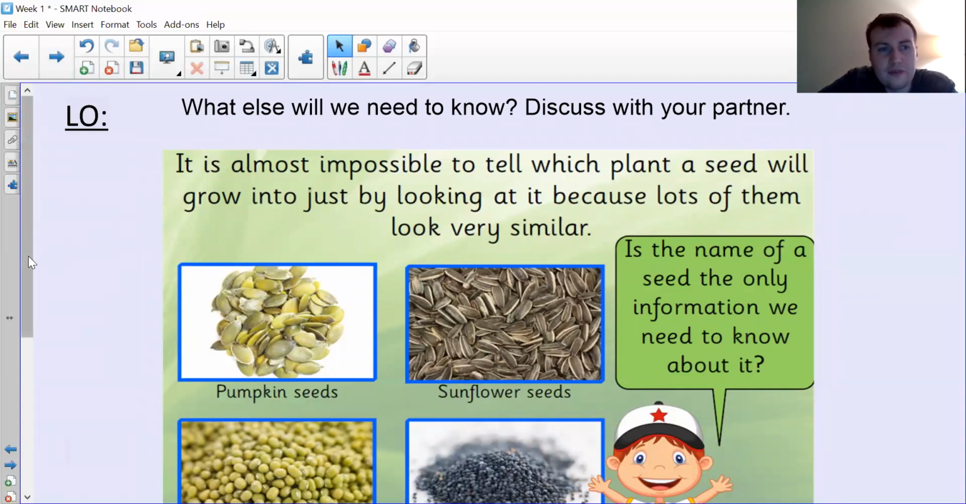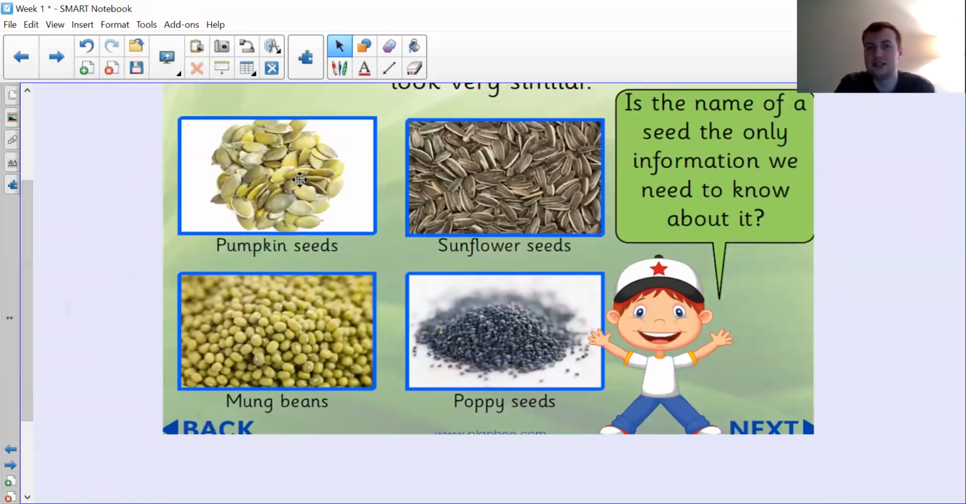So, top left, we had pumpkin seeds. Then we have sunflower seeds. Then I didn't know this one, mung beans. Don't even know what mung beans are, but mung beans and poppy seeds, okay? So as you can see, they can come in all different sizes, shapes, colors, loads of different things, okay?